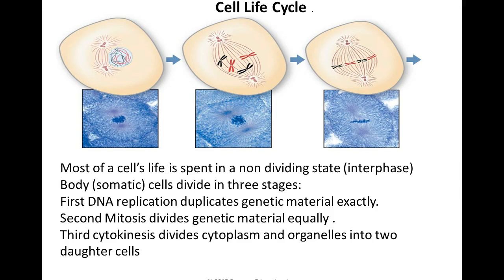cytoplasm. So all of the things that are in the cytoplasm replicating and dividing into 2 daughter cells. So we call this cytokinesis. So first part, DNA replicates. Second part, you have the DNA going to opposite poles. Third part, all of those organelles that we just talked about replicate, and the cytoplasm splits.